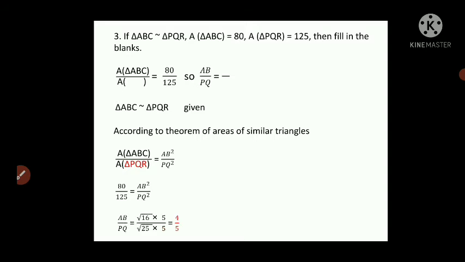See, AB upon PQ will be under root, for 80, 16 into 5, because 16 into 5 is 80, and 25 into 5 is 125. Now here we are taking 16 into 5 and 25 into 5. 16 and 25 are perfect squares and we can cancel 5 and 5. Finally square root of 16 is 4 and root 25 will be 5. For 80, I am taking 16 into 5 because 16 is a perfect square, the root will be 4. 16 multiplied by 5 will be 80, and in the denominator for 125 we are taking 25 into 5. Again here 25 is a perfect square, the root will be 5.